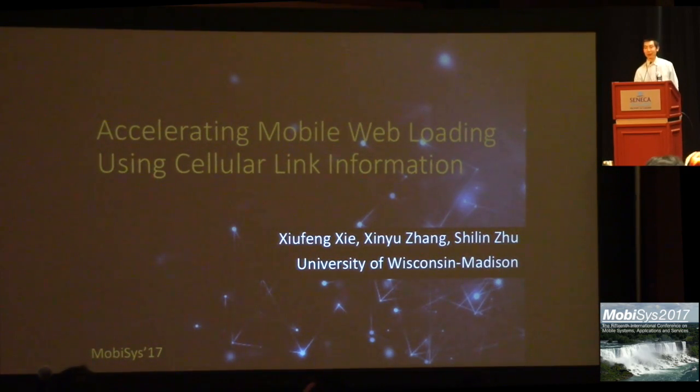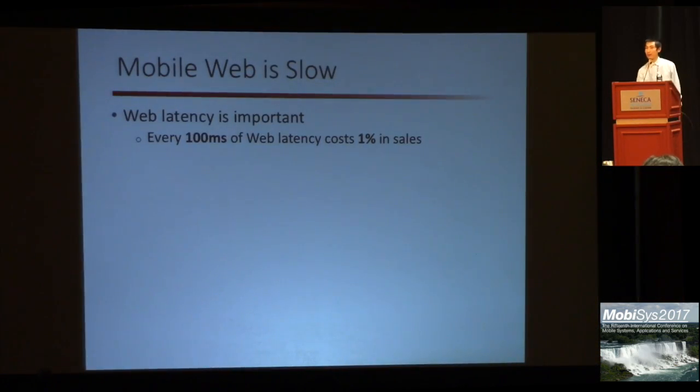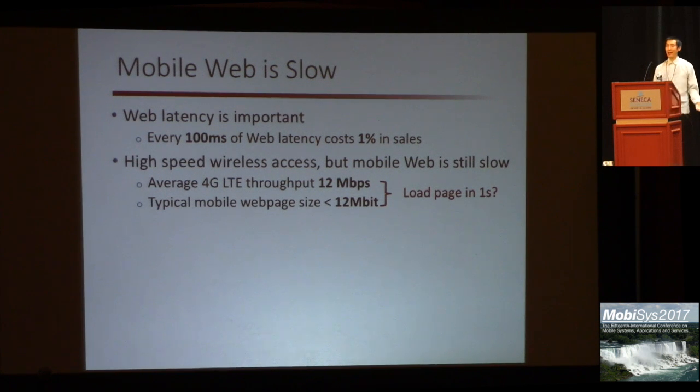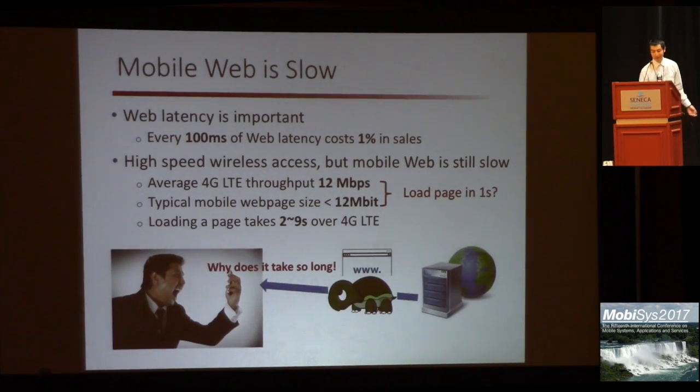Today I will introduce our work on accelerating mobile web loading using cellular information. Web latency is very important. Amazon found that every 100 milliseconds of web latency causes a 1% drop in sales. However, even under high-speed wireless access, mobile web performance nowadays is still unsatisfactory.